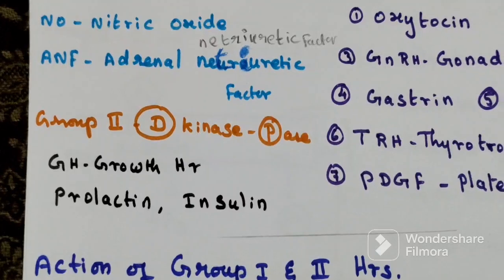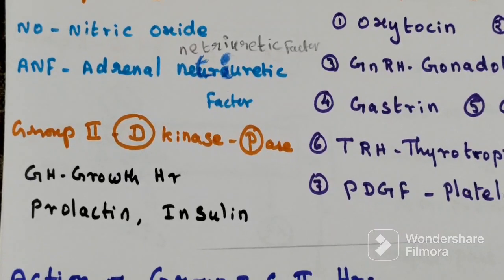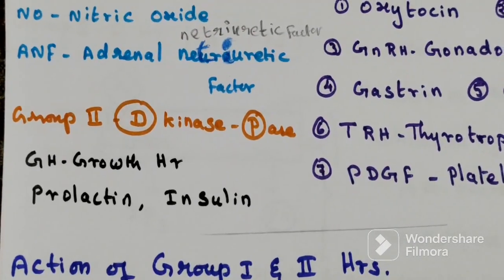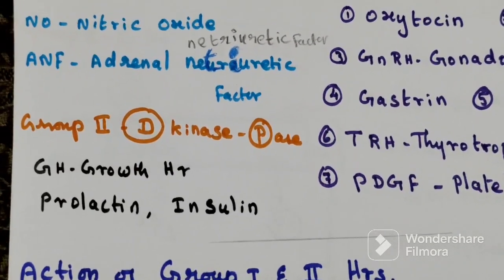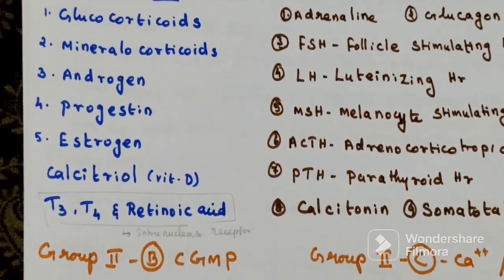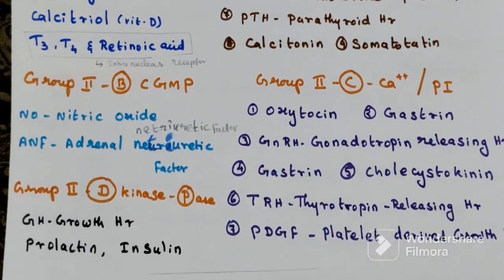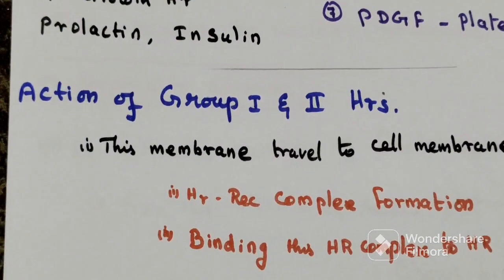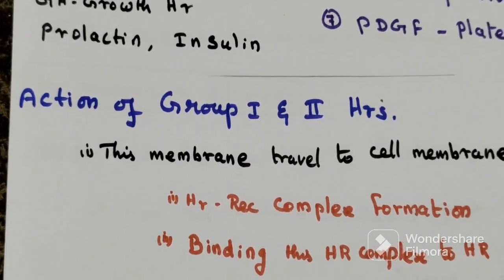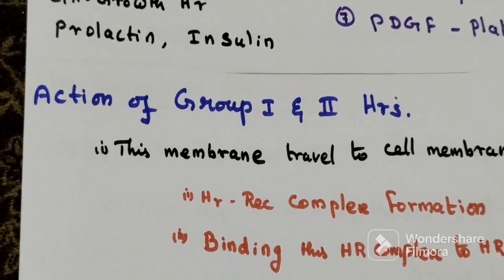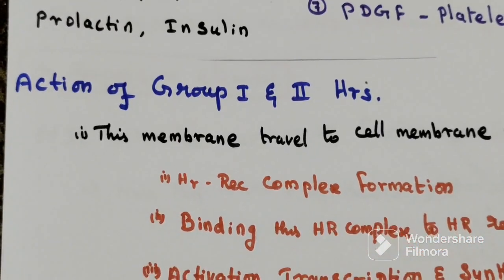Then group 2D. Here the secondary messenger is kinase and phosphatase. It includes growth factor, prolactin and insulin. These are the examples of group 1 and group 2 A, B, C, D hormones. So we discussed important group 1 and group 2 hormone examples. Next we'll discuss the sequence of events in group 1 and group 2 hormone action.